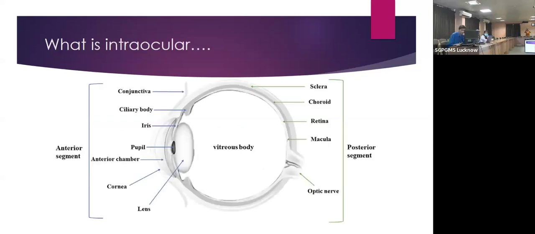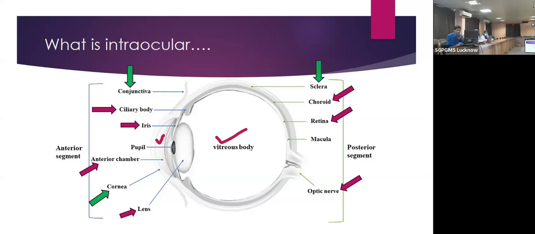A brief look at the ocular structure: what is intraocular, what is extraocular, and what is the anterior segment. There are two cavities inside the eyeball. One is the vitreous cavity, which is the larger one, and another is the anterior segment, that is our anterior chamber, which is a smaller one. All the purple arrows are the structures that are intraocular: ciliary body, iris, lens, anterior chamber, choroid, retina, and optic nerve. These structures are intraocular structures.